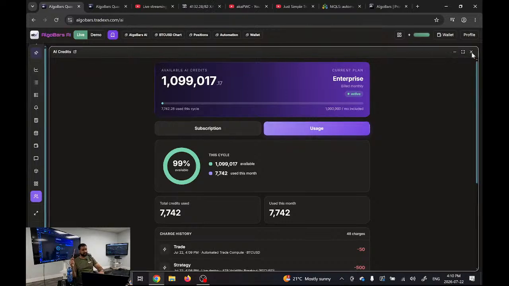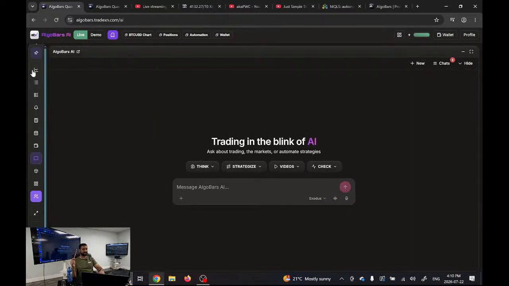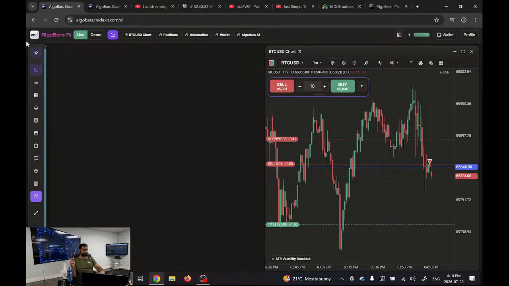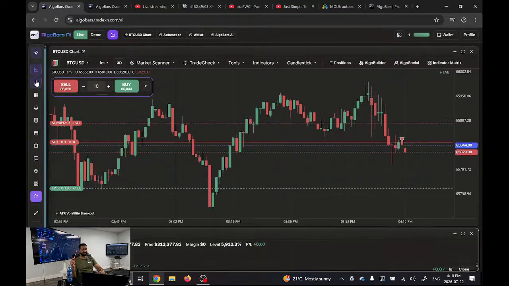But again, you don't even need to use that, because if you're just trading manually, you can trade completely for free. Obviously, you just have to pay the broker fees, but that's the broker fees. That has nothing to do with us anyways.